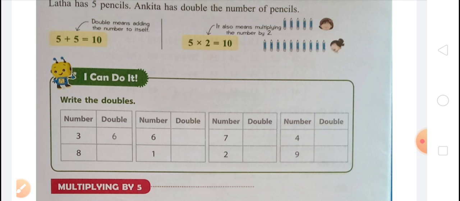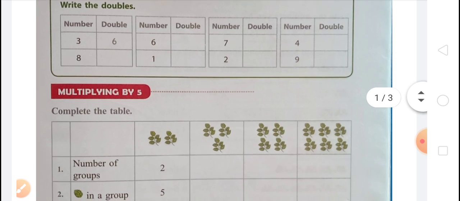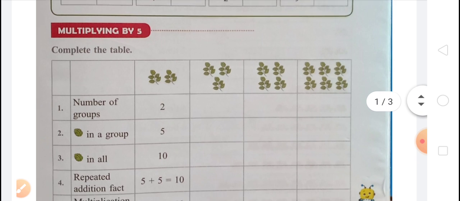The double of 9 will be 9 plus 9 equals 18, and from the other method, 9 multiplied by 2 equals 18. Both are the same, so 18 is the double of 9. Okay. Now, multiplying by 5. You can see here that the next heading is multiplying by 5.